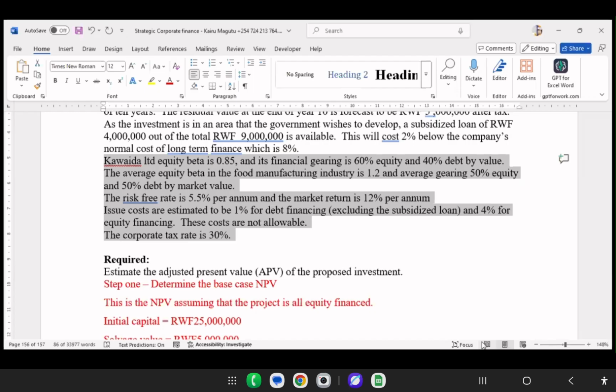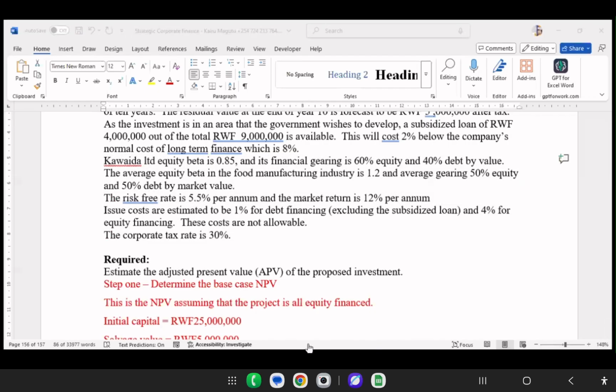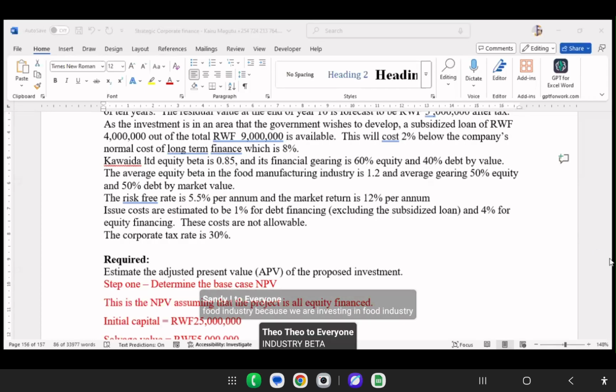Which beta factor do we use? I want to hear from someone. Do we use the Kawaida Limited equity beta of 0.85 or the food industry beta factor of 1.2? Let me hear that from someone, because these are the questions that you need to make a good decision in an examination. Do we use the industrial beta or the company beta factor? I see the responses: industry beta.